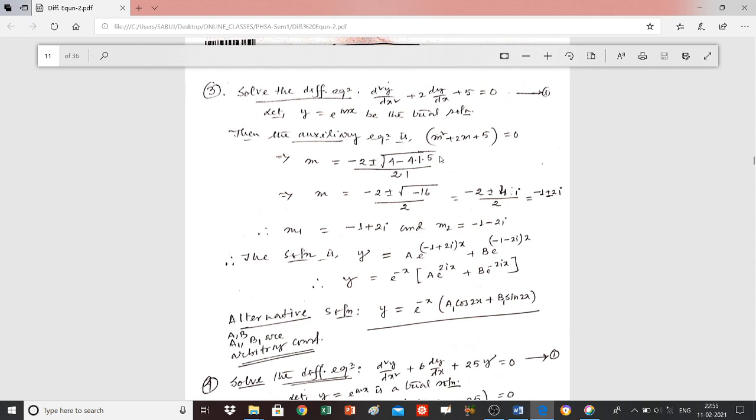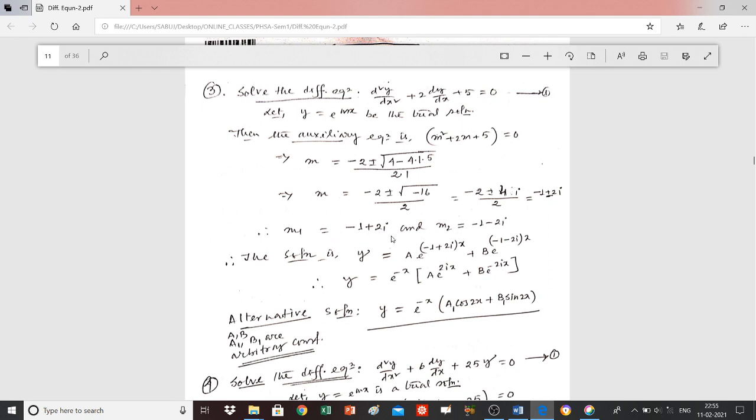So 4 into 1 into 5 by 2 into this, the coefficient of m square, that is 2 into 1. So that is equal to minus 2 plus minus root over minus 16 by 2, that is equal to minus 2 plus minus 4i. This will give you 4i by 2, that is equal to minus 1 plus minus 2i.